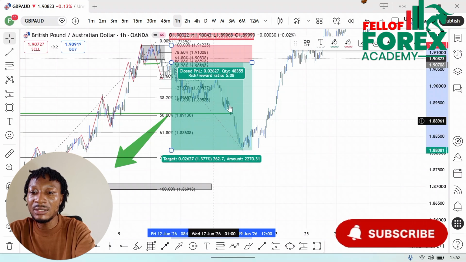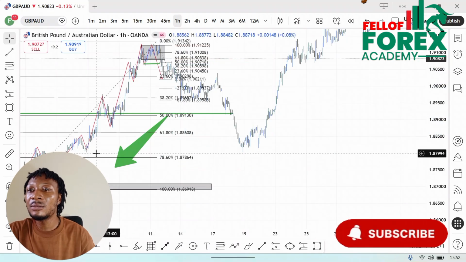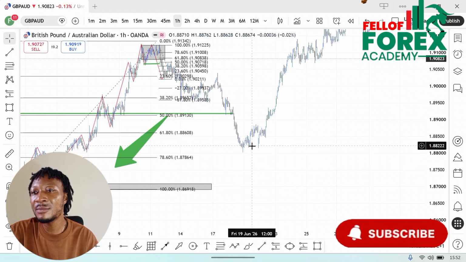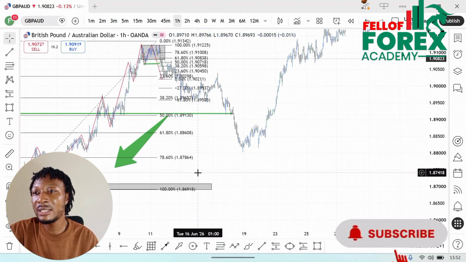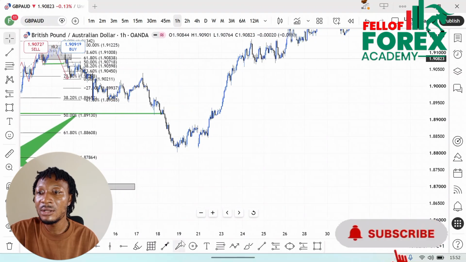Okay? And now, what do you do? Once price gets into this zone, into your golden zone, you know that their bias has changed. You have to stop selling and now start looking for buy opportunities. And what are you looking for? A change of character within the golden zone on the 1 hour. And what's that? This is it.